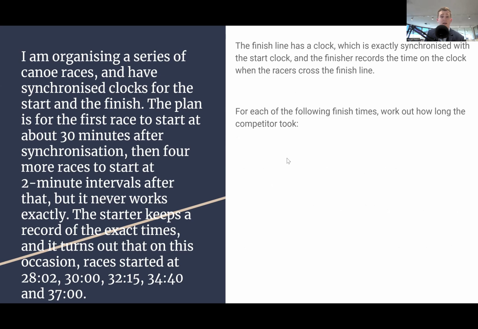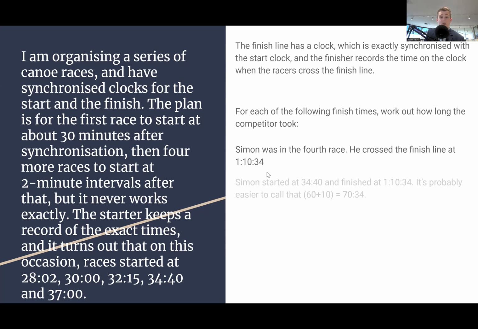So same information again. Simon was in the fourth race. He crossed the finish line at 1 hour, 10 minutes and 34 seconds. Okay, so fourth race. Let's go back to our question. It's not the 28-minute one, not the 30-minute one, not the 32-minute one, but the 34-minute one at 40 seconds. So Simon started at 34 minutes and 40 seconds, and he finished at 1 hour, 10 minutes and 34 seconds.